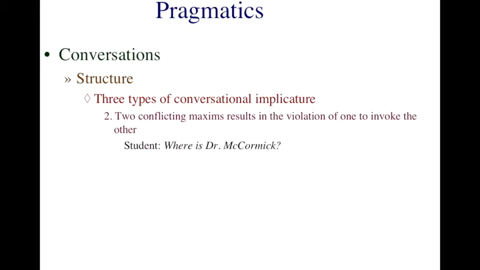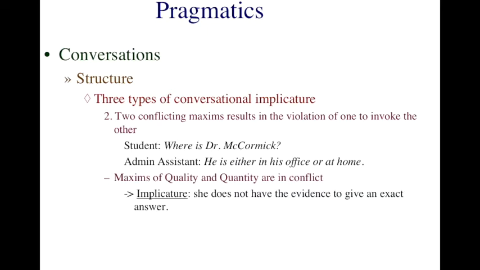Next, you can take two conflicting maxims where you have to violate one in order to invoke the other. So let's say a student comes to the psych office and asks, where's Dr. McCormick? And the admin assistant says, well, he's either in his office or at home. There's a problem here because the maxims of quality and quantity are now in conflict. Saying that he's either in his office or at home is a problem with quantity. That's giving the student too much information. It's like asking for a pen and getting one with ink. But on the other hand, we have to assume that she is holding to the maxim of quality, that she's not lying, that she's actually presenting some information here. And what happens is we have to invoke the maxim of quality, thereby reject the maxim of quantity, and that tells us that she doesn't really know where I am.